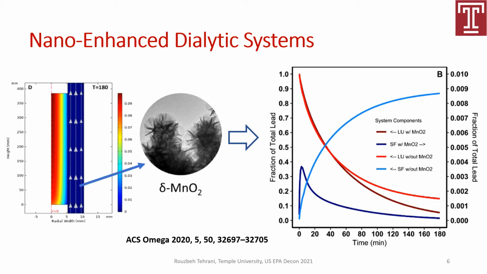And thus, we came up with dialysis systems that use nanoadsorbents to remove toxins selectively and faster. Here on your right, we compared the removal of lead in a regular dialysis system to a nano-enhanced dialysis system. As you can see, the addition of layered birnessite or manganese oxide allowed us to remove lead in a dialysis system much faster. And when it comes to mixtures, that allowed us to remove lead selectively.